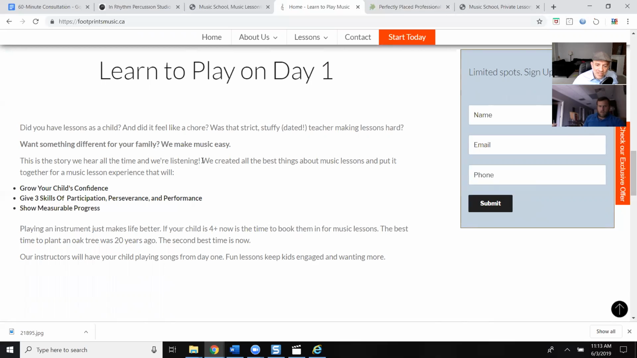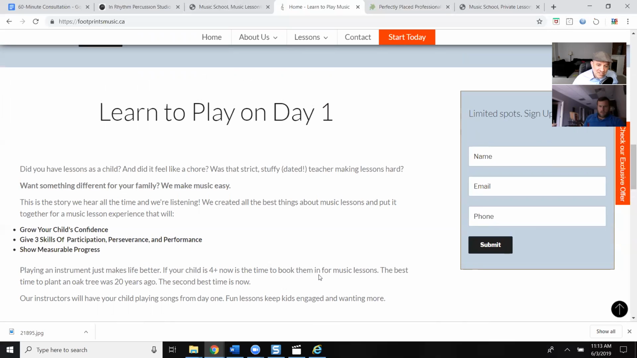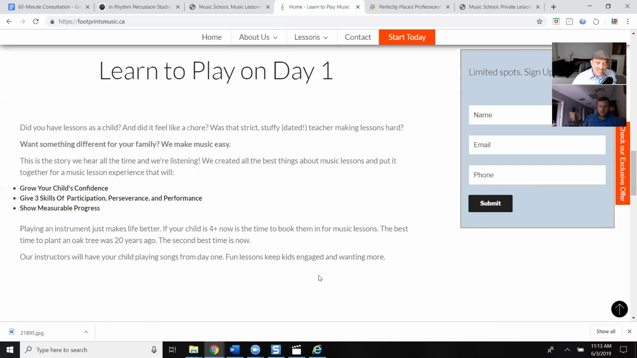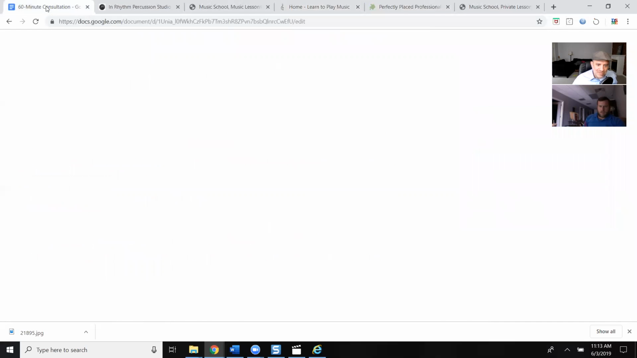"We've taken all the best things about music lessons and put them together for a music lesson experience that will..." And then he kind of goes on. At the end, he says, "Our instructors will have your child playing songs from day one." So he's making a brand promise. Your kid's going to play from day one. "Fun lessons keep kids engaged and wanting more." Well, that's what I want for my kid. So I don't think his sales copy couldn't be better, but I think he's definitely hitting on something nice here.